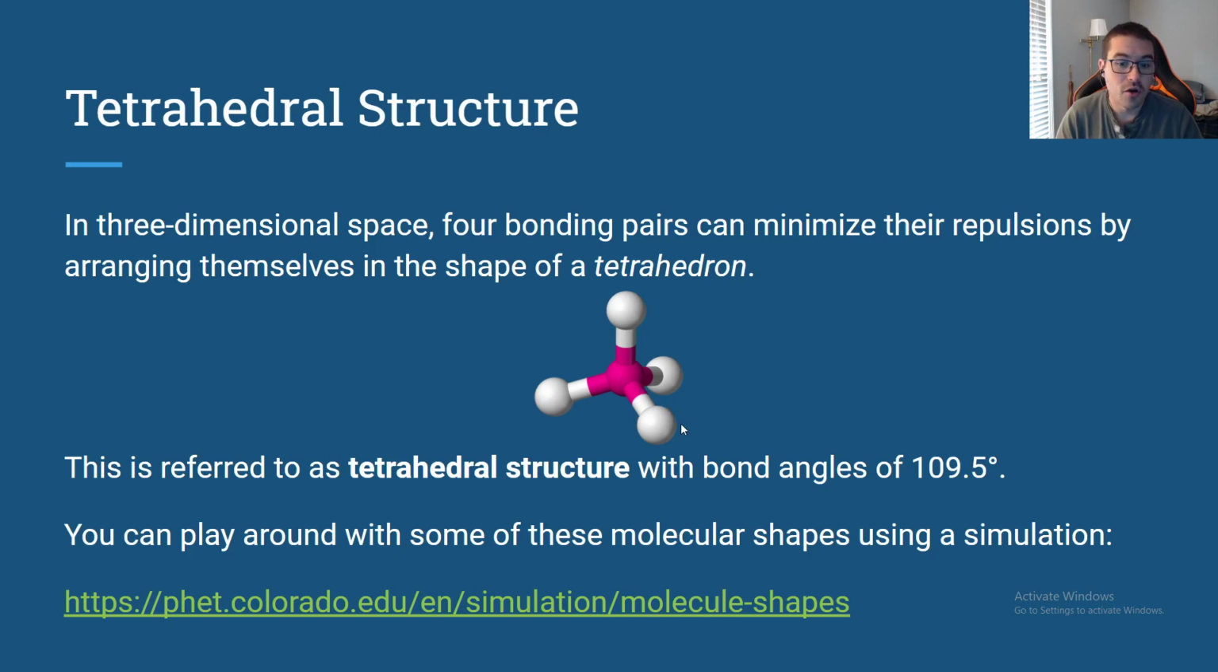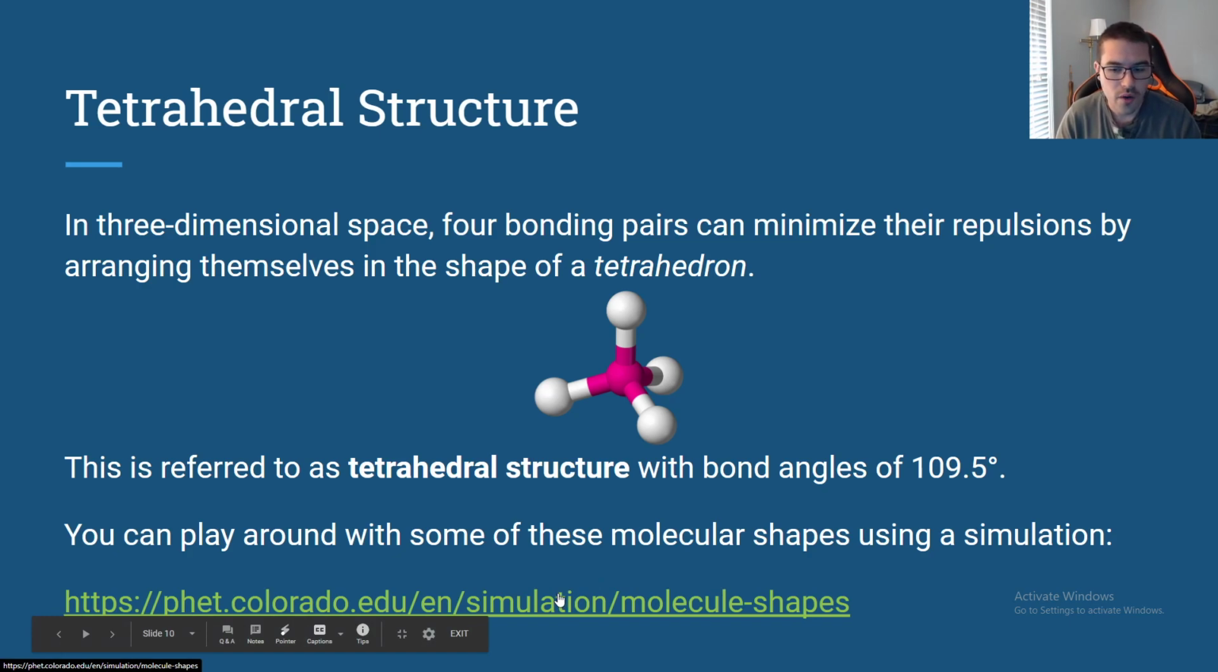Basically, it's like a pyramid, okay? It's like a triangular pyramid. It's called the tetrahedral structure, and the bond angles are 109.5 degrees. I want to actually pull up this simulation, and I would encourage you to do the same.